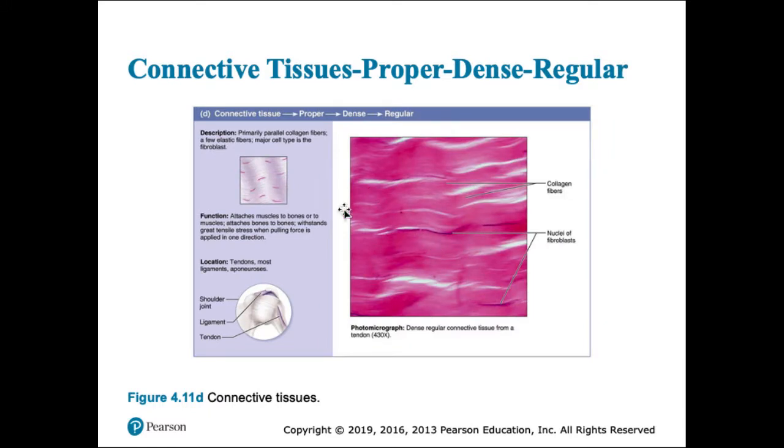This is dense regular tissue. You can see that different structure there. Basically, you're going to find that in tendons and ligaments. And of course, it attaches muscles to bones or to muscles. And of course, attaches bone to bone. It can withstand great tensile stress, a pulling force when applied in one direction.